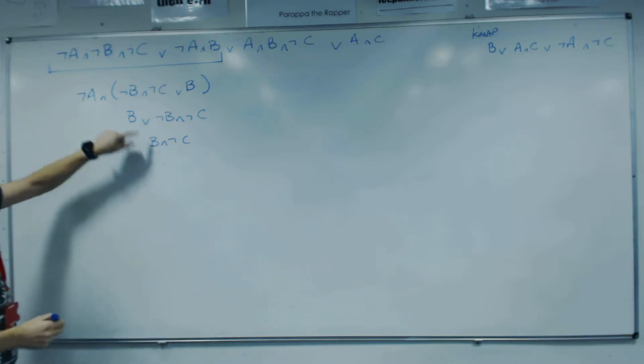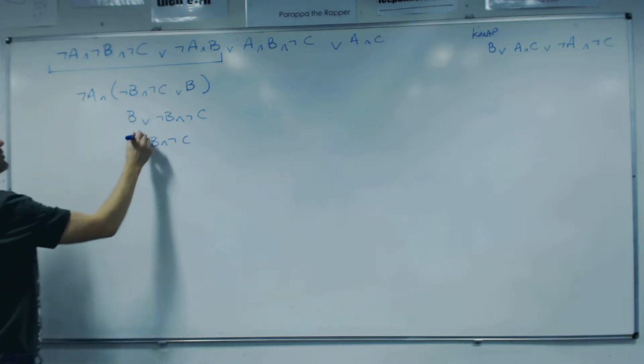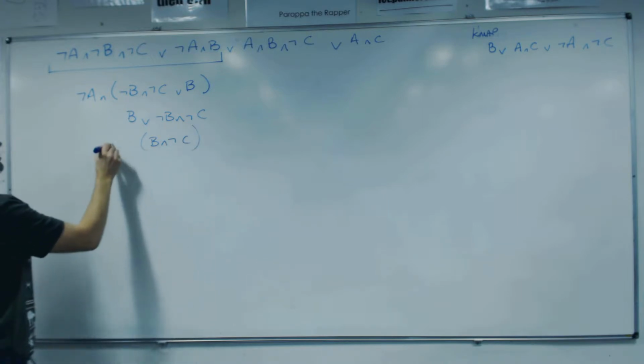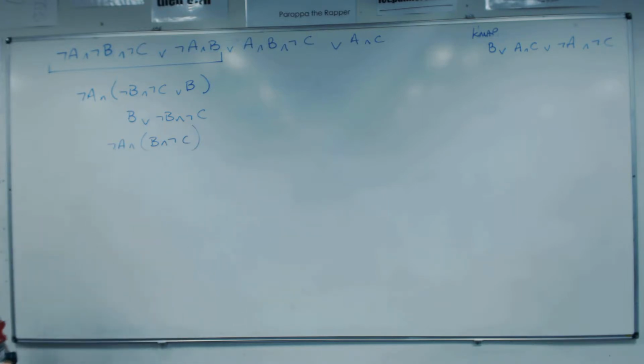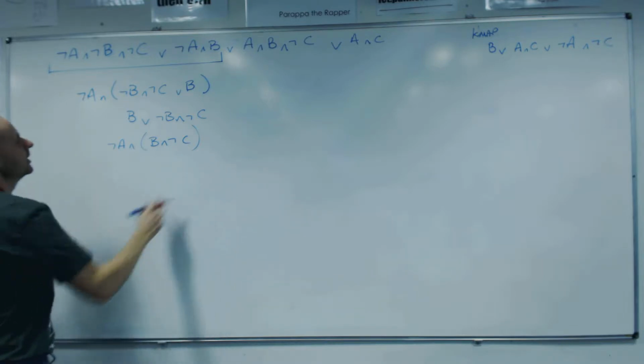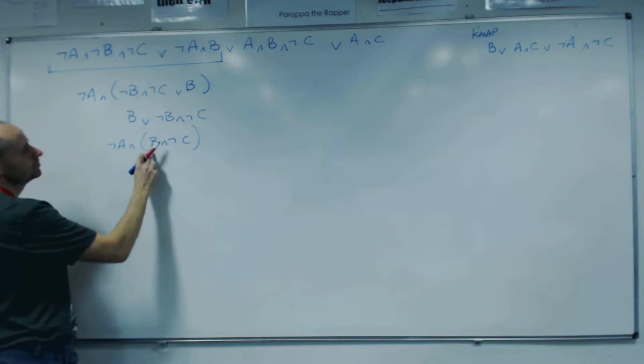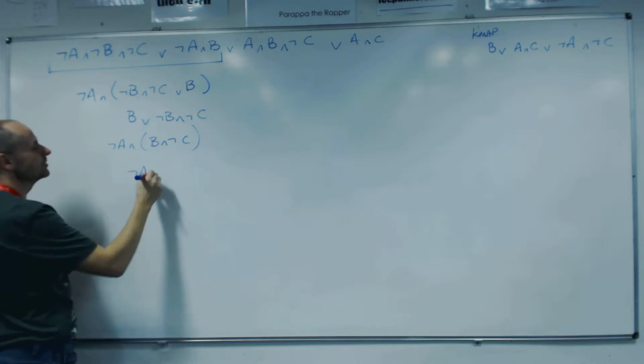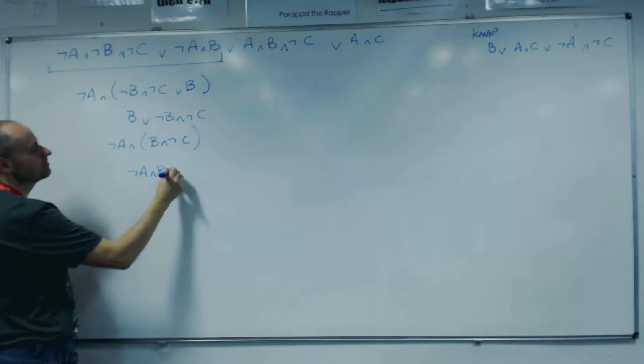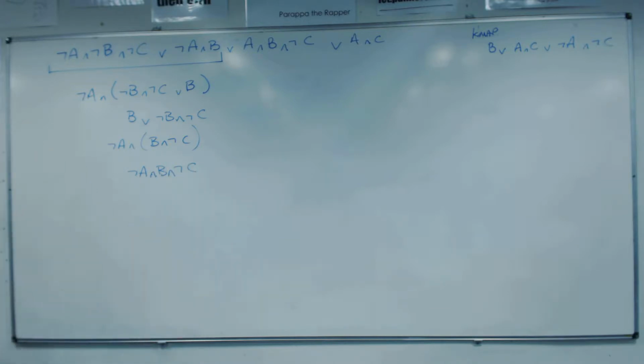So through absorption, I've simplified that. So out, that was inside my bracket still. So I've got not A and that. Okay? So I can expand that back out and I get one term. Because that was ANDed, so they're both together. So I end up with that. So that side is reduced to that.